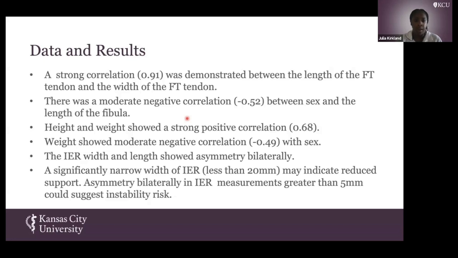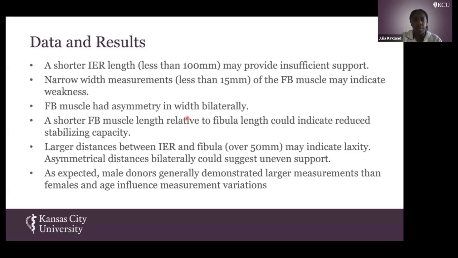Significant narrowing of the width of the inferior extensor retinaculum of less than 20 millimeters may indicate reduced support. Asymmetry bilaterally in the inferior extensor retinaculum measurements greater than 5 millimeters could suggest instability risk. A shorter inferior extensor retinaculum length of less than 100 millimeters may provide insufficient support. And narrow width measurements of less than 15 millimeters of the fibularis brevis muscle may indicate weakness.